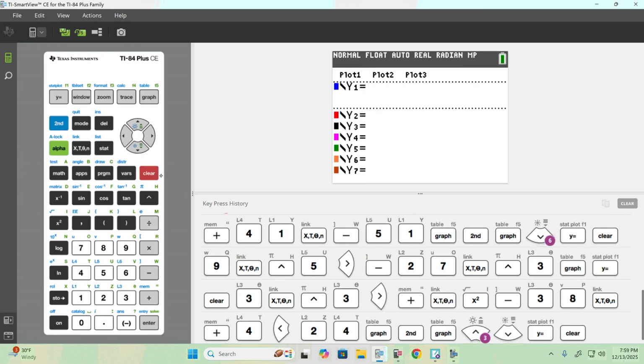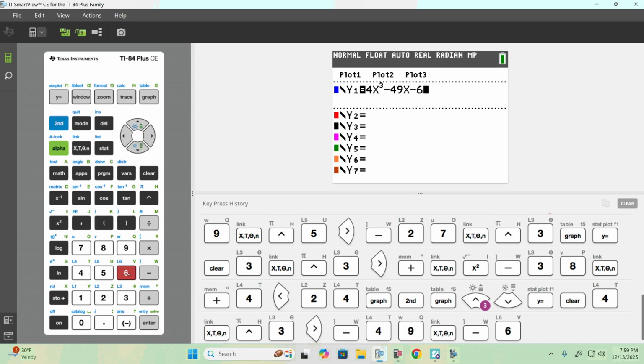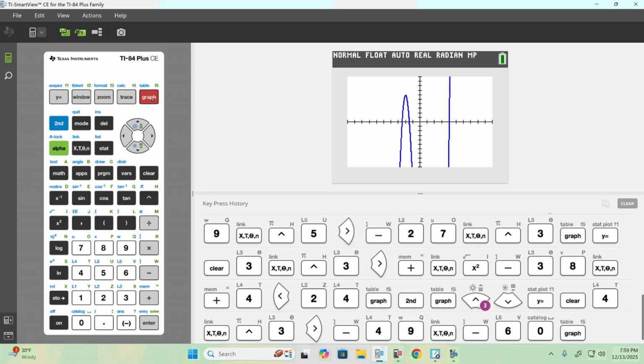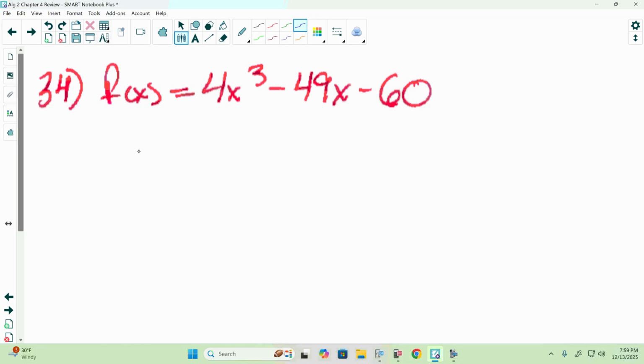And again, type it in: 4x to the third minus 49x minus 60. Graph. We have this here. And again, since it is a cubic, we need 3 values of x. 3 solutions. And the calculator only gave us 1. When x is 4, the y value is 0.